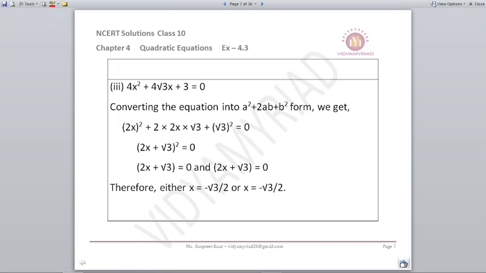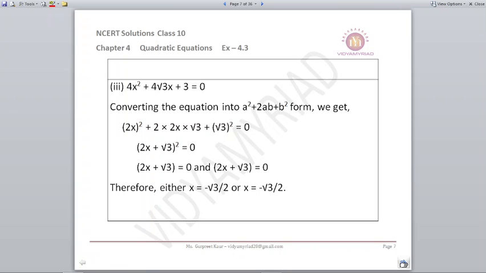x variable. Plus, now how should I write 3? When I do root 3 into root 3, I will get 3. So I can write root 3 the whole square, which is equal to 0. It means this represents the formula of a plus b the whole square. Your a is 2x and your b is root 3. So I can write it as 2x plus root 3 the whole square is equal to 0.